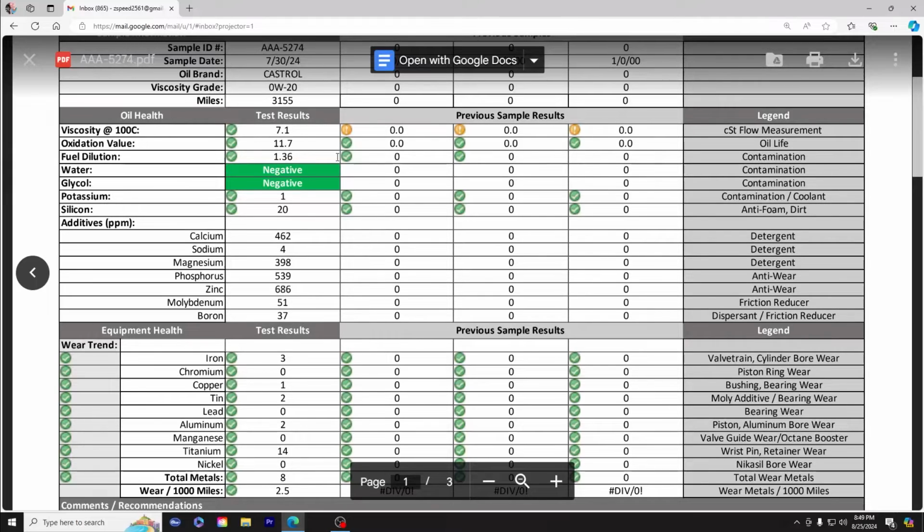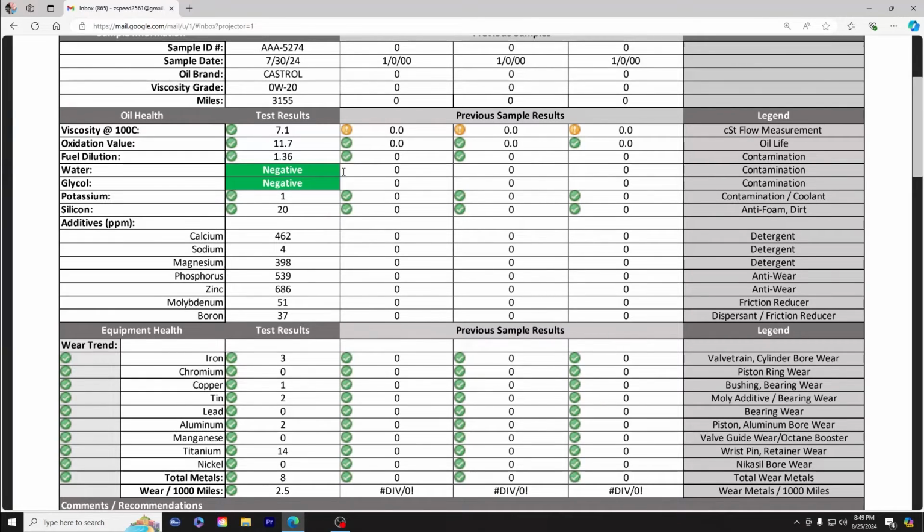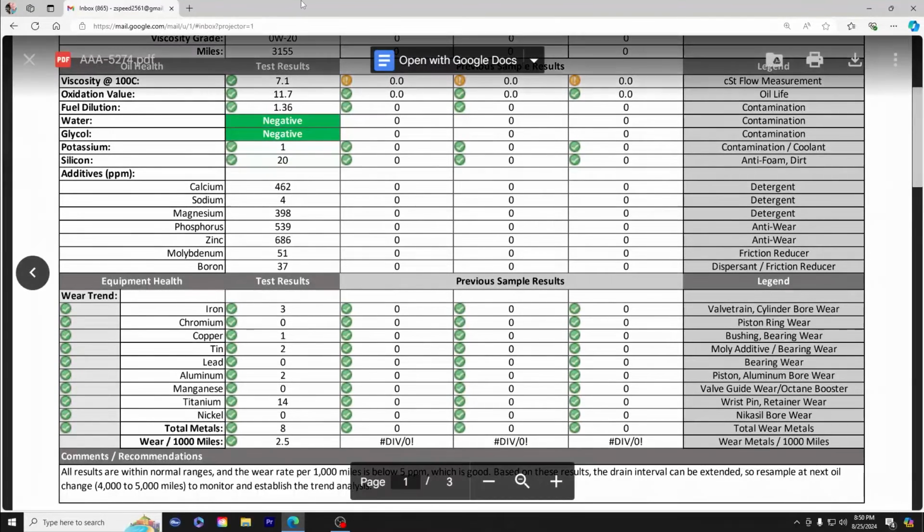Okay, the next values are very important to our head gasket, and that's the water and the glycol values, and mine are both negative, which means cool, because there's no coolant in my oil, which means that my head gasket is still at this time intact with no leaking. If you see values there, yellow or red, obviously that means that you're heading towards a head gasket failure, or you've already failed and now you have mixing of coolant into your oil.